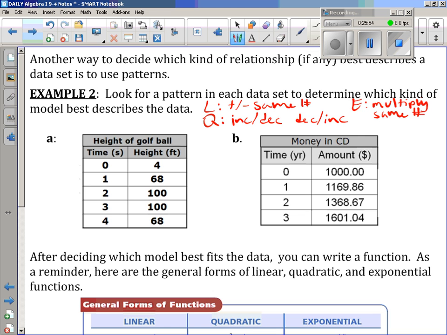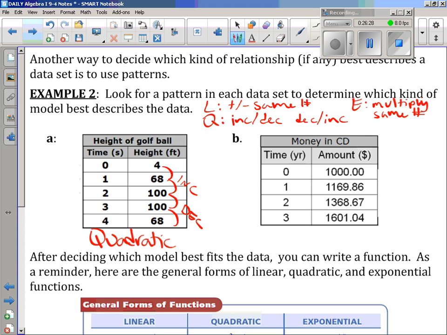So let's look at this first table. So we're looking for a pattern. So to go from 4 to 68, I'm increasing, 68 to 100, increasing, stay the same, and then decreasing. So I increase and then decrease. Our only function that does that is quadratic. So easy peasy. Next one.